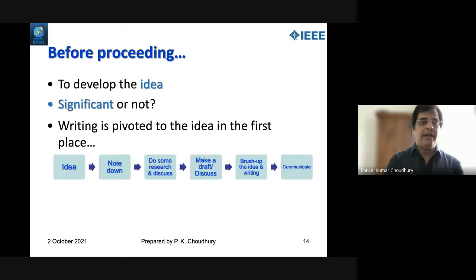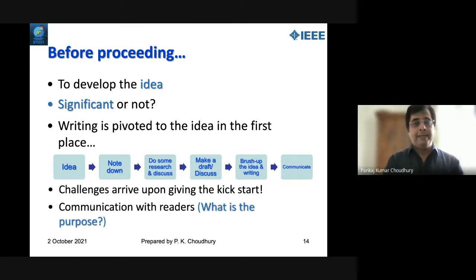That is why I stated before that you first have the idea, then note down the idea, then do some research and discuss with others about the idea. Then you make a draft of the idea, and then again you discuss with others. Then you start rectifying the ideas and the writing, and then finally one has to communicate. Challenges arrive upon giving the kickstart. Gradually it becomes more and more interesting than at the point when you got the idea. Then finally, you have to communicate the idea to the readers.